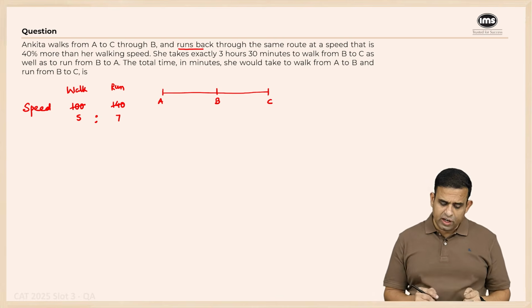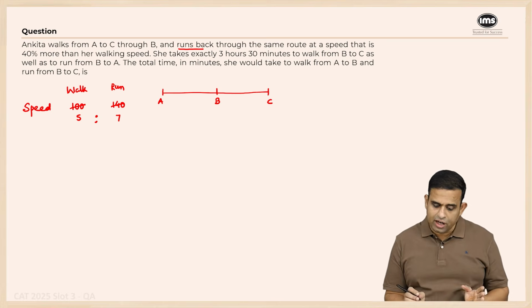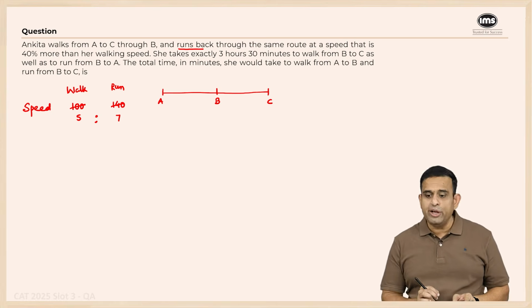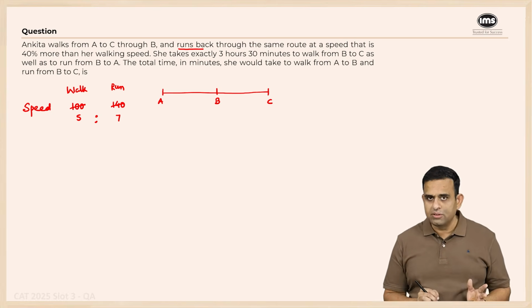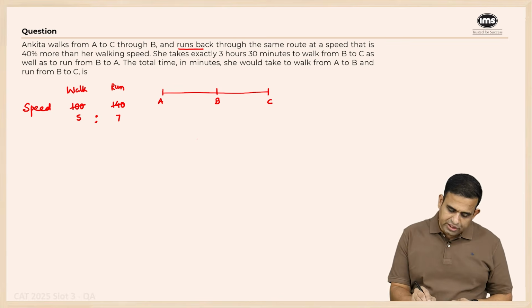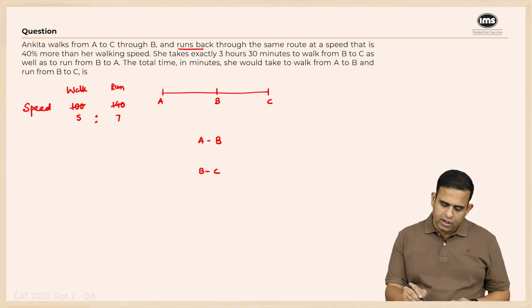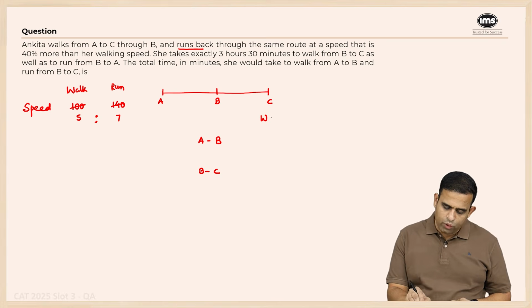Look at the keyword now. She takes exactly 3 hours 30 minutes, or 3.5 hours, to walk from B to C, as well as to run from B to A. So what I will do is, let's say, break them into two parts. One basically would be the distance, one can say A to B portion, and let's say B to C portion. And I will write down the scenario here, walking and let's say running scenario.